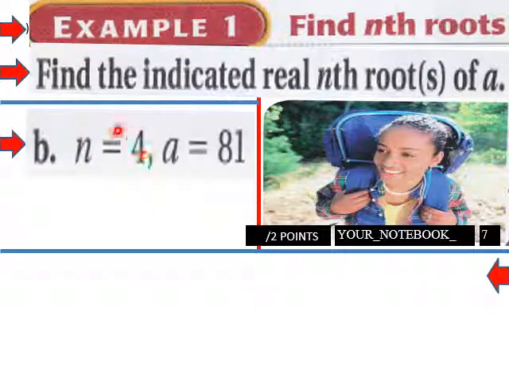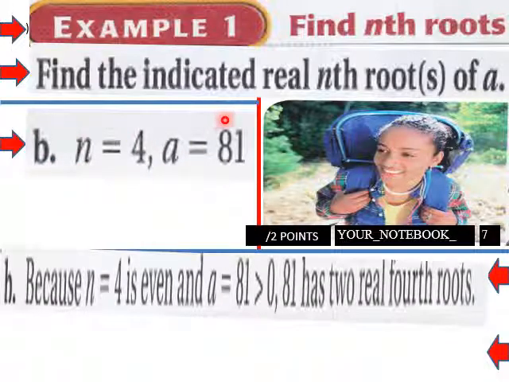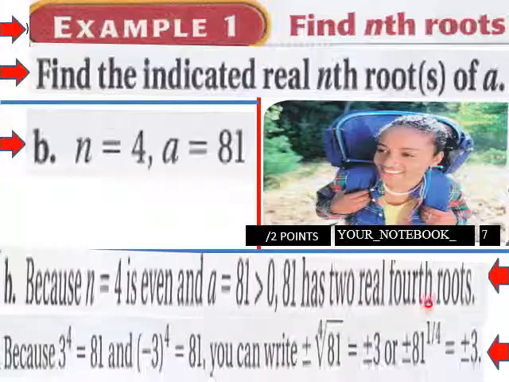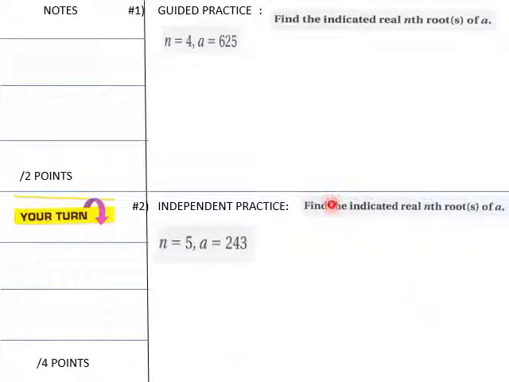Find the indicated nth root. So we're trying to find it when n equals 4 and a equals 81. Because n equals 4 is even and a equals 81 is greater than 0, 81 has two real fourth roots. You figured it out; go back in your video. Okay, now find the indicated real nth roots of a. N equals 4 and a equals 625. Students, you have this for your independent practice. N equals 5 and a equals 243.